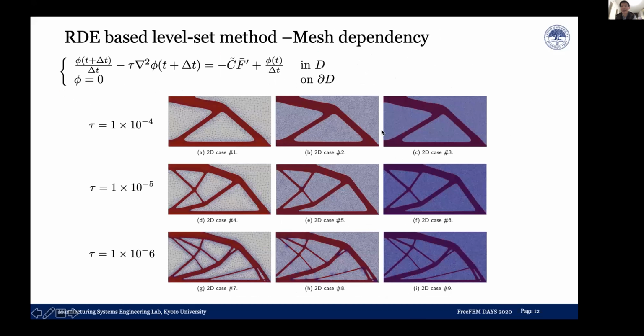And then we test this cantilever benchmark problem using different mesh resolutions. A nice feature is that in our method, we can somehow restrain the dependency of the optimal solution on the mesh resolution. And also we can control the complexity of the optimal structure by tuning the regularization parameter tau.